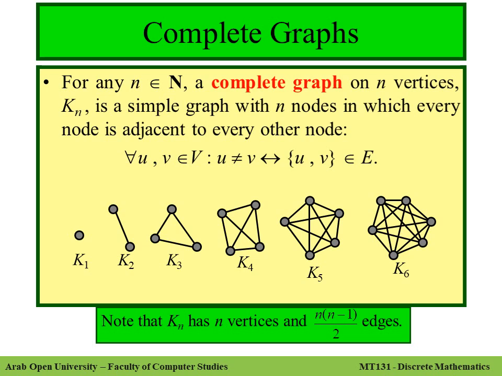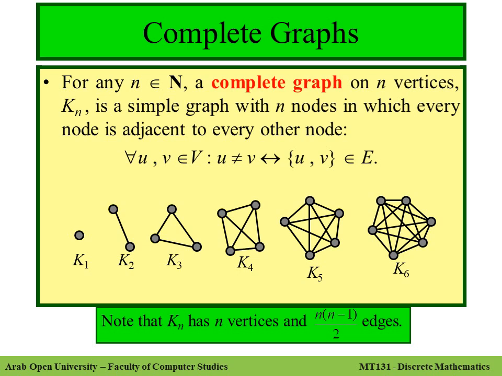Kn has n vertices and n times n minus 1 divided by 2 edges. This formula gives you the number of edges. Of course we looked, for example, at K4, which will have 4 vertices and how many edges? 4 times 3 divided by 2, which is 6 edges. But this is a formula that's useful if you need to know the number of edges in the complete graph on n vertices.